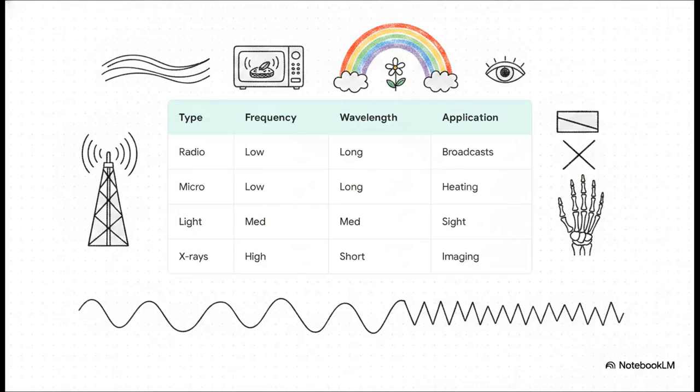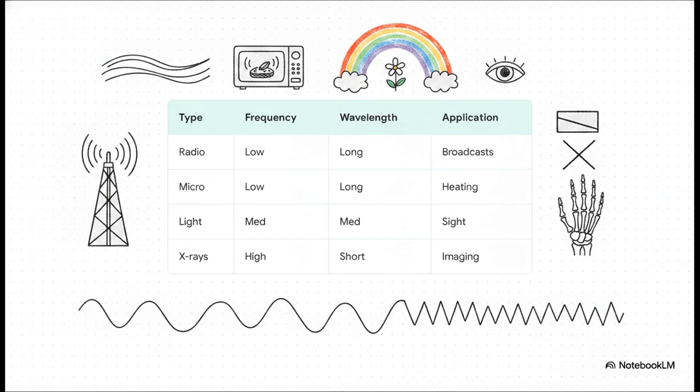Let's pivot a bit and dive into Section 3, the electromagnetic spectrum. Unlike sound, electromagnetic waves do not need a medium. They can travel through the absolute emptiness of a vacuum, like the vast space between the sun and the earth. And what's wild is that all different types of this radiation travel at the exact same speed, the speed of light. They just have entirely different real-world applications depending on their frequency and wavelength. Down at the low-frequency, long wavelength end, you've got radio waves carrying your AM and FM broadcasts.